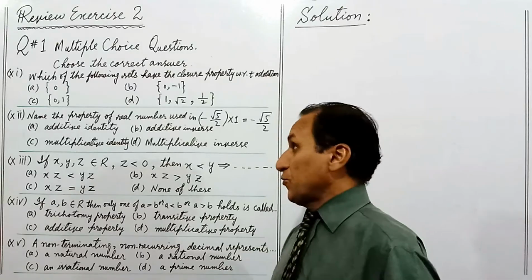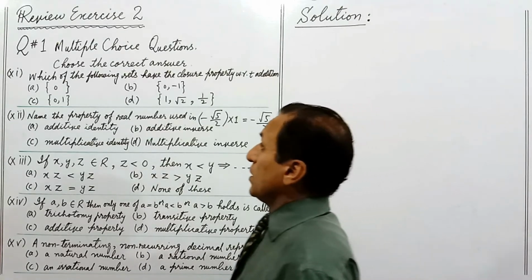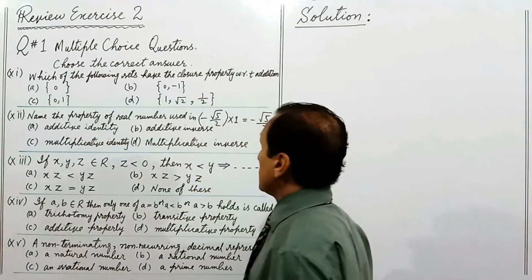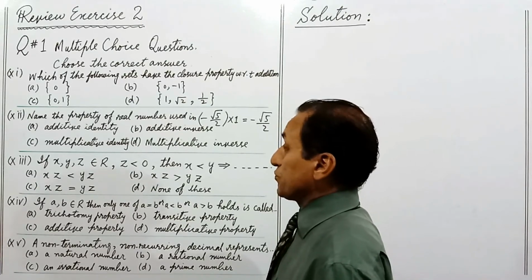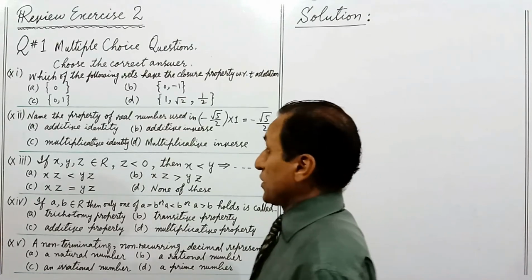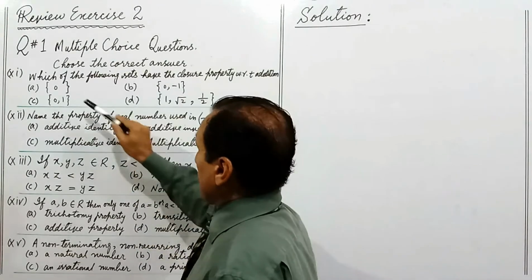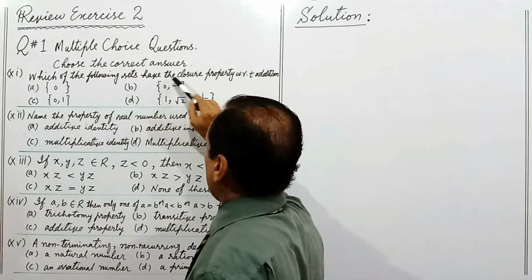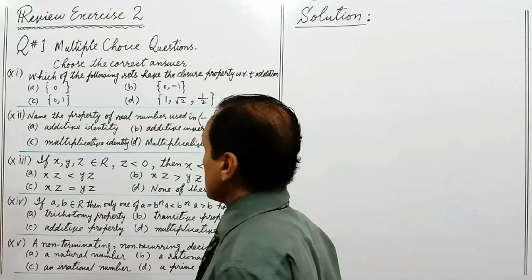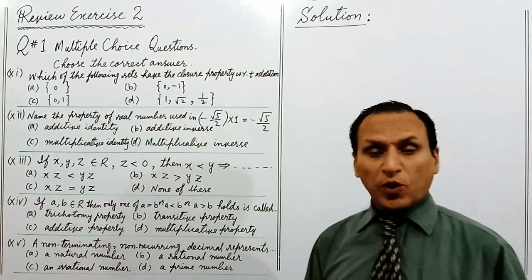Let's do part 11, in which we are required to tell for which set in the given 4 options the closure property with respect to addition exists. We are given 4 different sets, and we have to check which of the following sets have the closure property with respect to addition. That is the recall of the closure property.